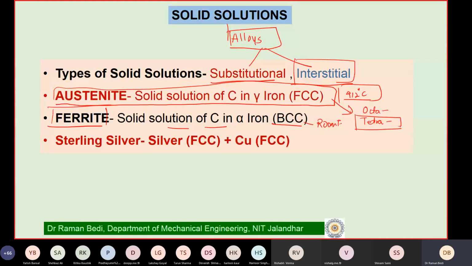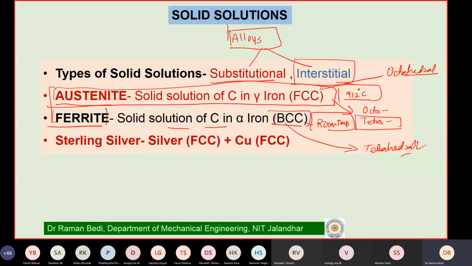Which one are larger? Opposite now. In FCC, it was occupying the octahedral sites. In BCC, carbon will occupy the tetrahedral sites because they are larger. So these are both examples of what we call as the interstitial type of solid solution.